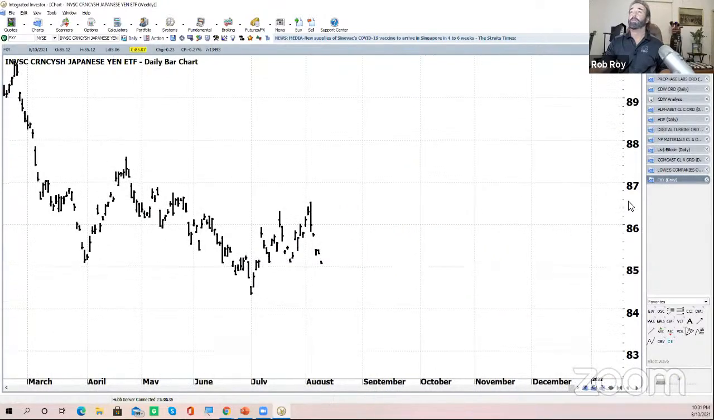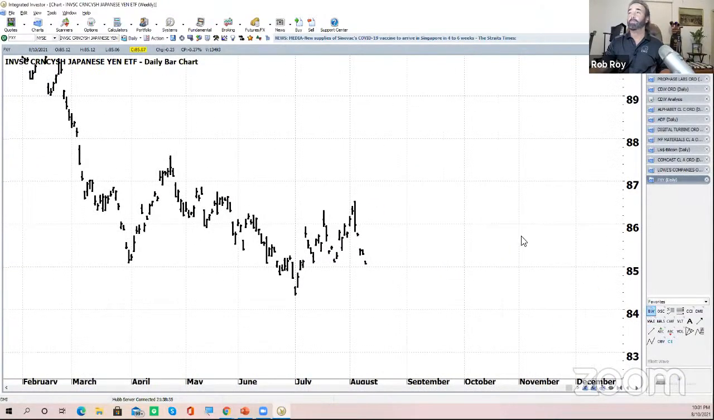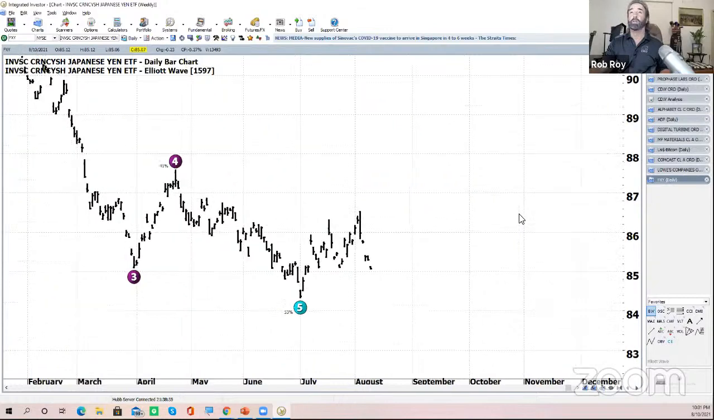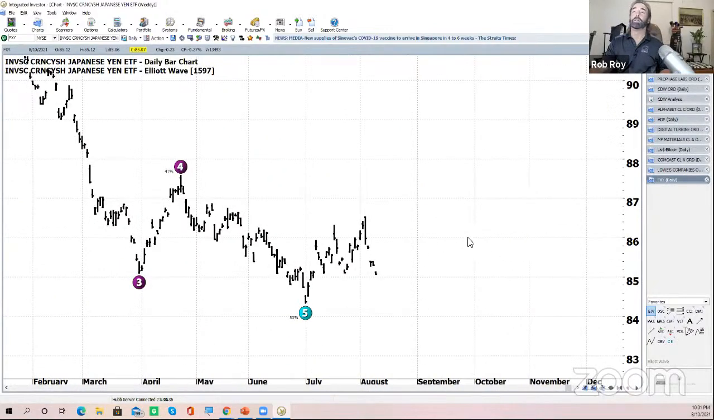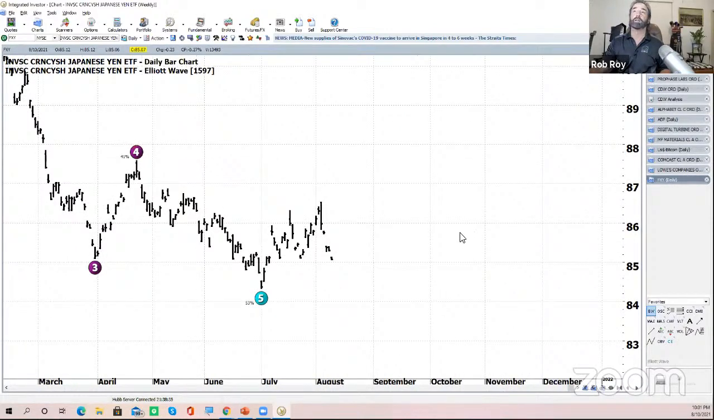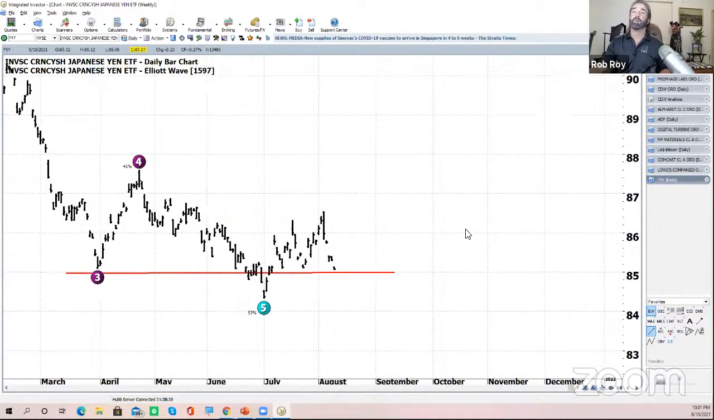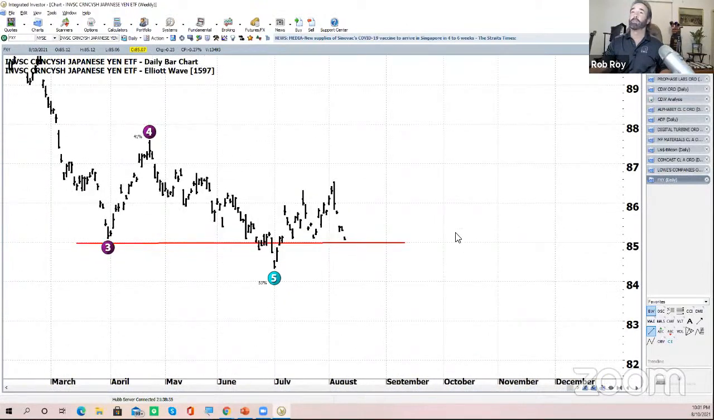So here's the yen, and obviously with the strength of the dollar, other currencies in the basket are going to be struggling a bit. With the yen, we had the wave 5 down here, so we're at support right in this area. Lots of support at this point. If it breaks that, then yikes. It's going to at least test this wave 5 low, if not make a new one.